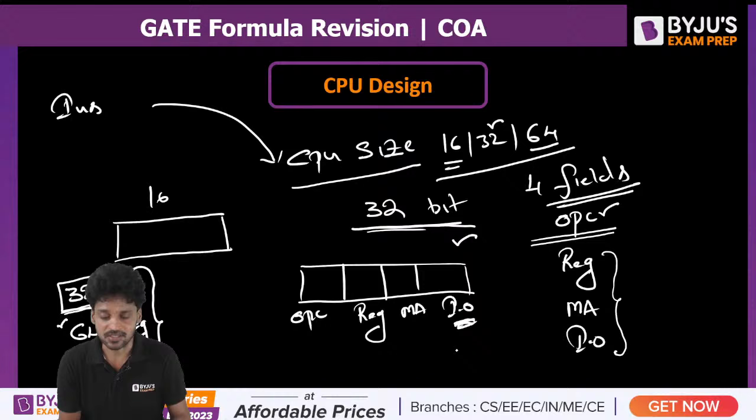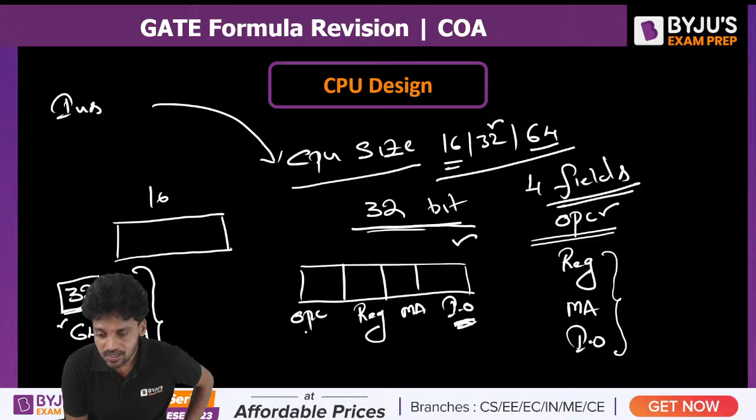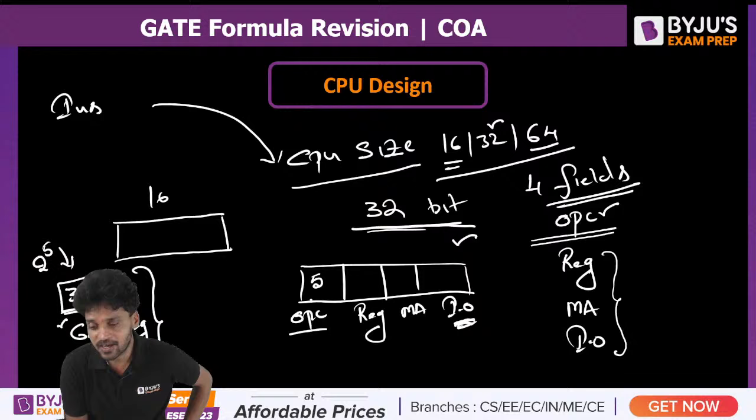See, I have 32 opcodes. If I have 32 opcodes, the opcode field will take 5 bits, because 2 power 5 is equal to 32. In order to represent any of the 32 opcodes, I require 5 bits. And the number of registers is equal to 64. I require 6 bits to represent any register in a total of 64 registers. And my main memory size is equal to 32K, meaning one main memory address is equal to 15 bits. Why? Because my total main memory size is equal to 2 power 15, and 2 power 15 is equal to 32K. So 15 bits will be for the memory address.